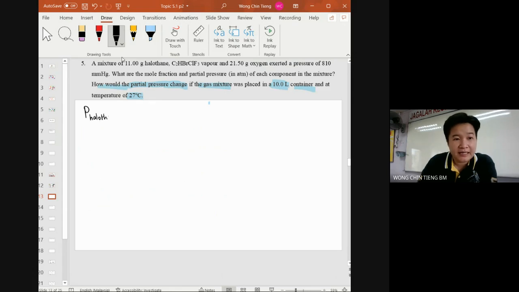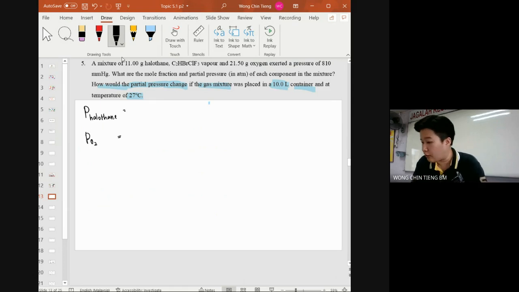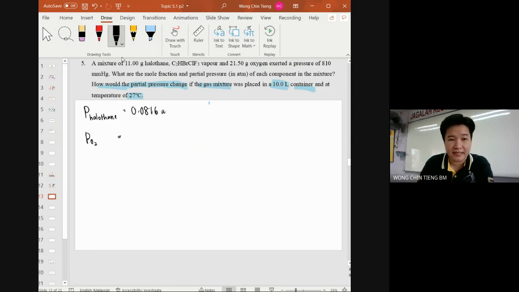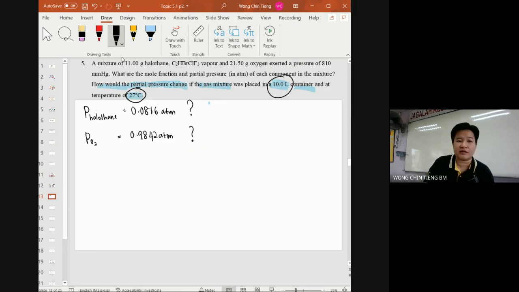Saya ambil balik partial pressure tadi. Partial pressure yang kita dah kira tadi, saya ambil dulu. Sebab soalan tanya, how would this partial pressure change? So the partial pressure of your haloalkane over there just now is your 0.0816 atm. Partial pressure of your O2, 0.9842 atm. Betul? Okay. So the question is, how would this partial pressure change if the container is 10 liter, if the temperature is 27 degrees Celsius?